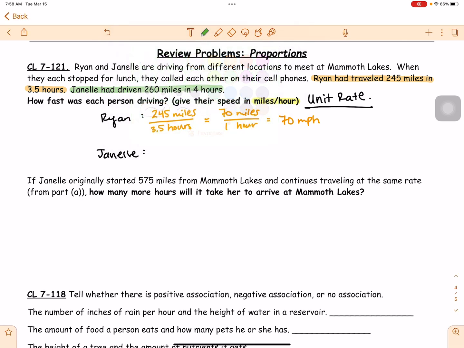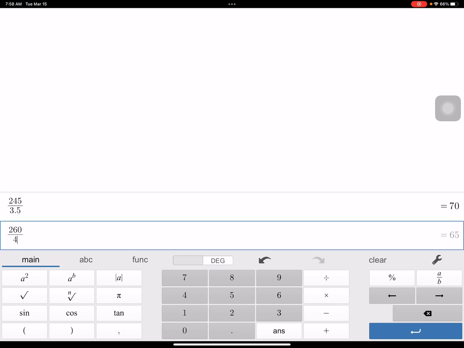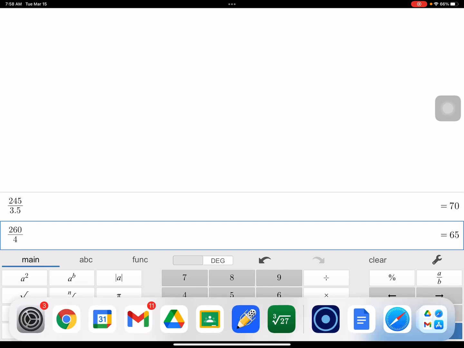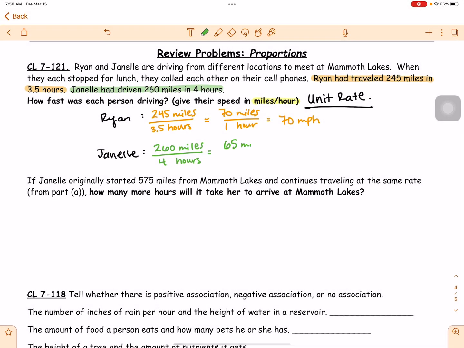Now, Janelle here, Janelle had driven 260 miles in 4 hours. Now we're going to see who went faster. Okay. So 260 divided by 4 is 65 miles per hour. And you can rewrite it as 65 miles per hour, like that.